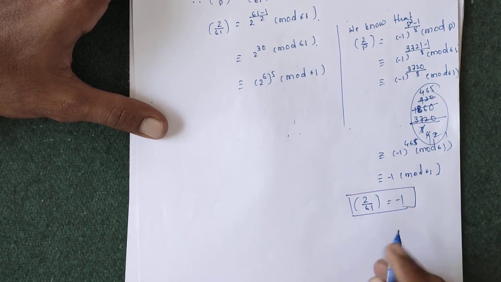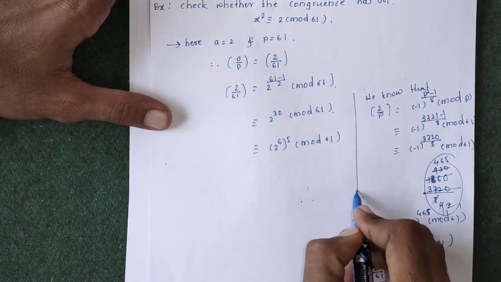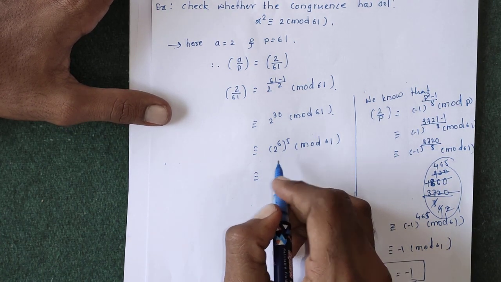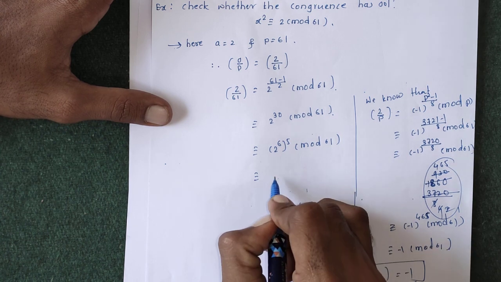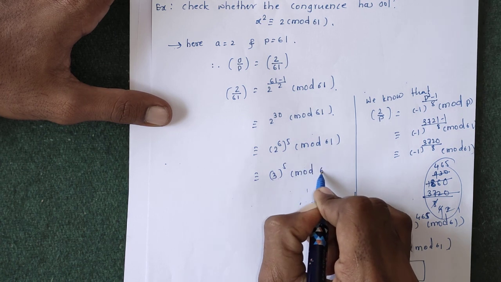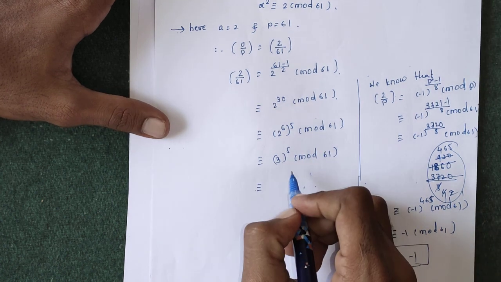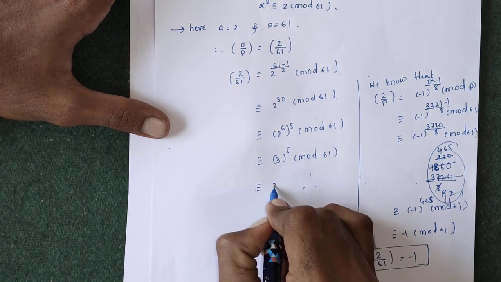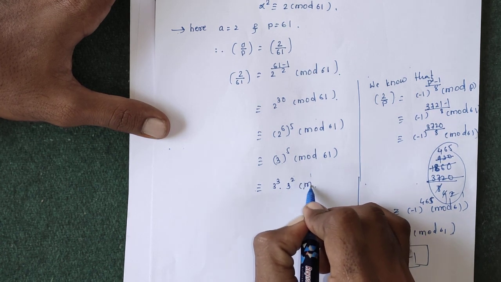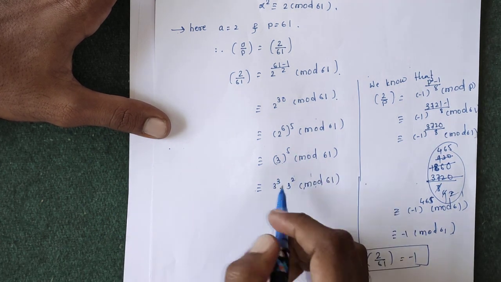Therefore we will say that this congruence has no solution, or we can continue our solution and prove this. 2 raised to 6 is 64, and 64 is congruent to 3 under modulo 61. So 3 raised to 5 under modulo 61. Now 3 square is 9, 3 cube is 27, so 3 cube into 3 square will become 3 raised to 5 under modulo 61. Or just raise the power of 3 by 5, you will get the answer.